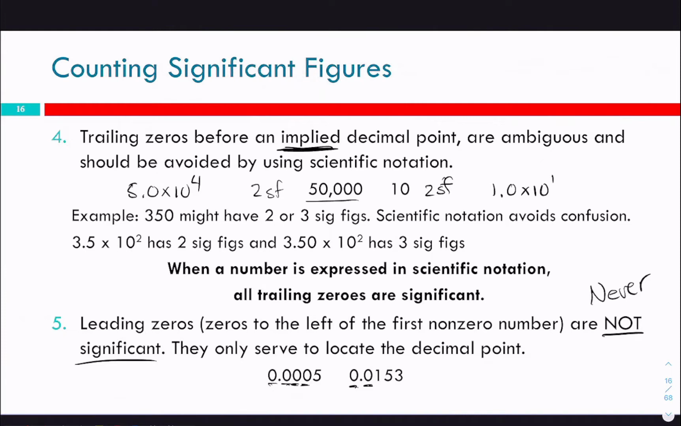Even if there's a decimal, it doesn't matter, right? It's before the first non-zero number. So it's the difference between leading zeros and trailing zeros. If there were zeros after this 5, they would be significant, because again, there's a written decimal point and they come after a non-zero number.